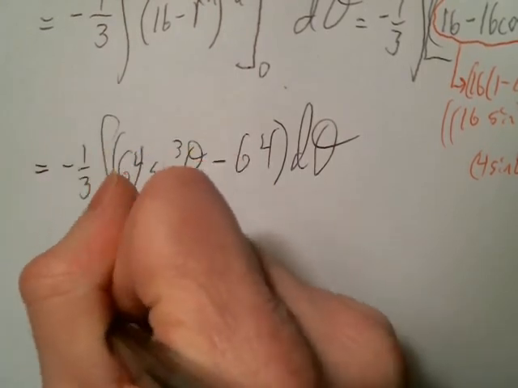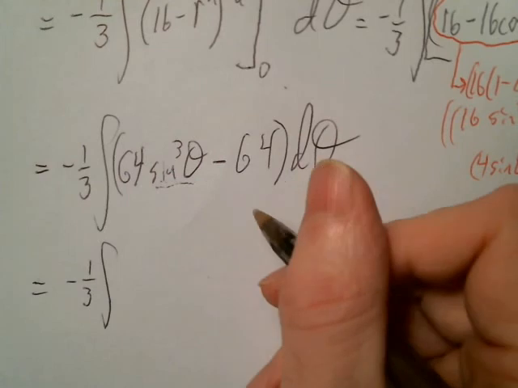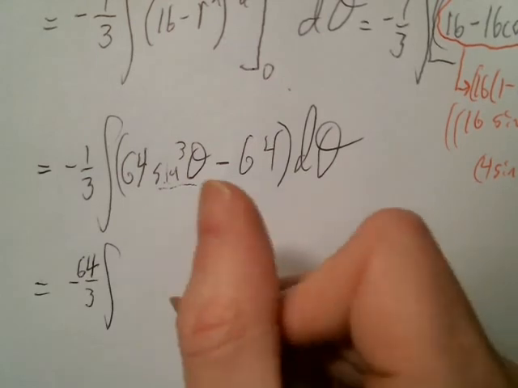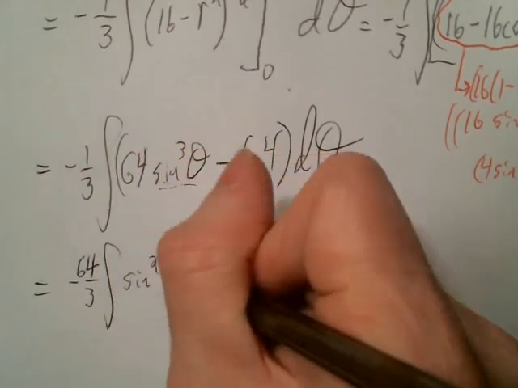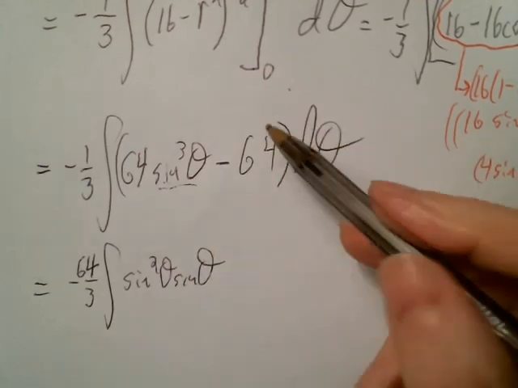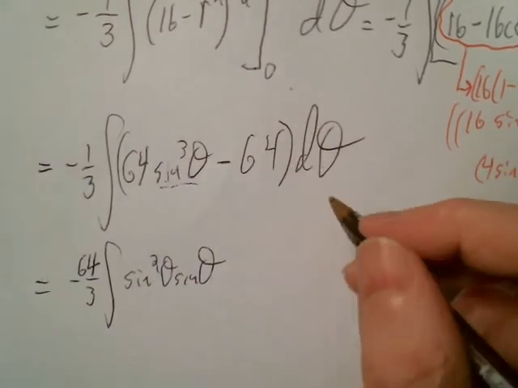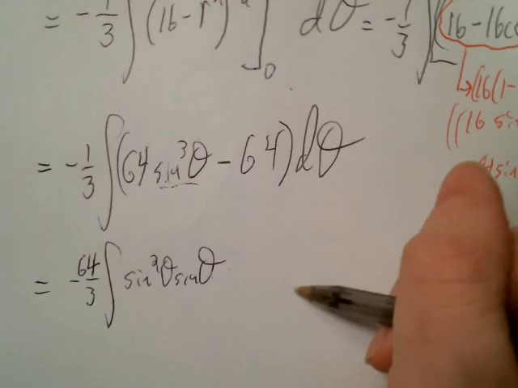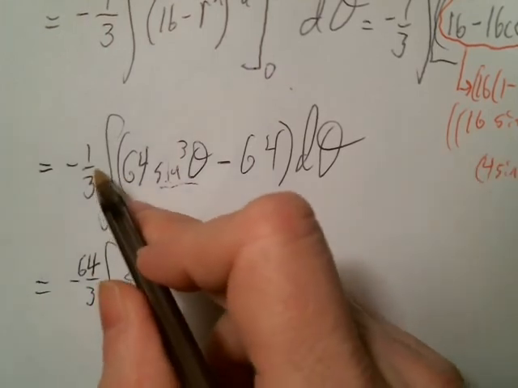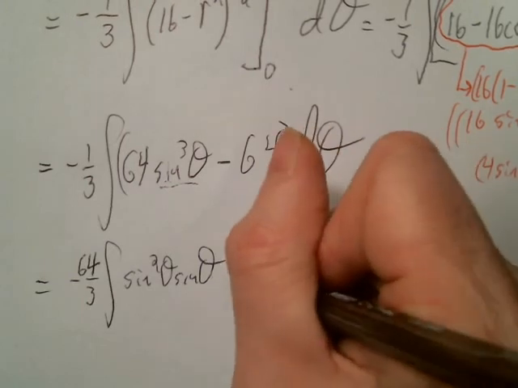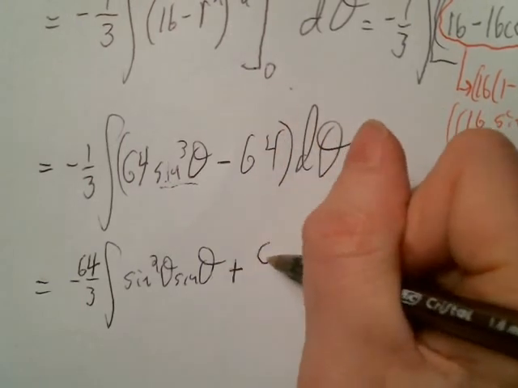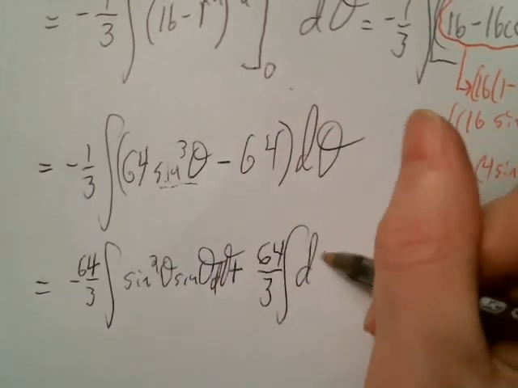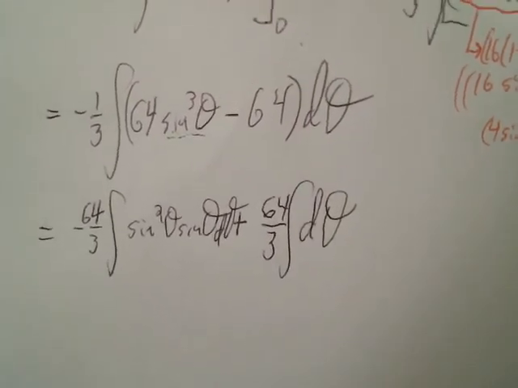So negative 1/3. You can factor out the 64 if you don't want that floating about everywhere. I'll note that sine cubed is the same thing as sine squared theta times sine theta. And I'm going to split this into 2 integrals. You have to be real careful, though, because there's so much floating around at this point. It would be normally minus the integral of 64, but I have to distribute this negative 1/3. So it's going to be plus 64 thirds, and there's a d theta on this, and this will be integral of d theta. So hopefully that's not too confusing.